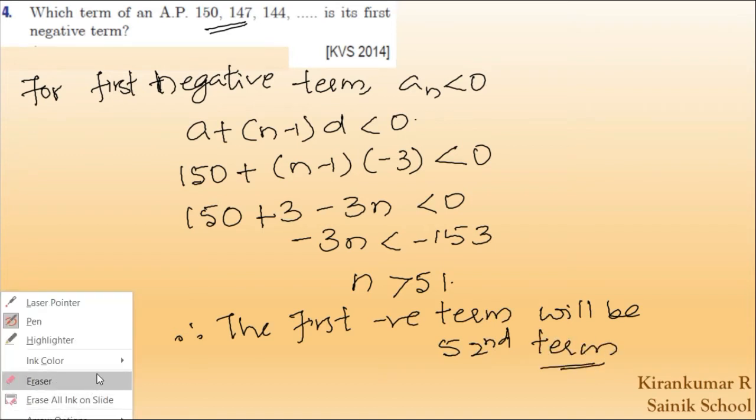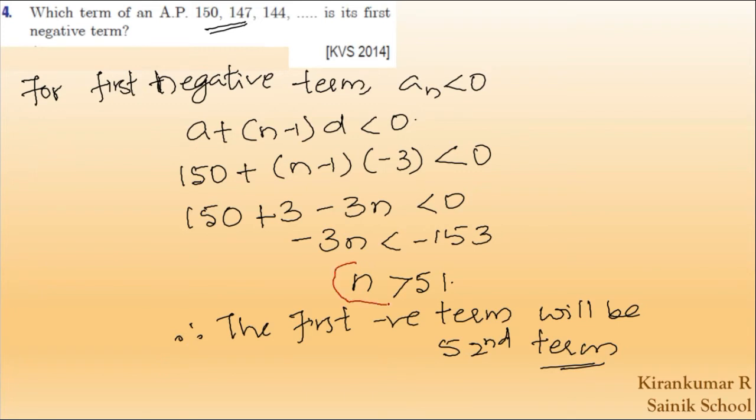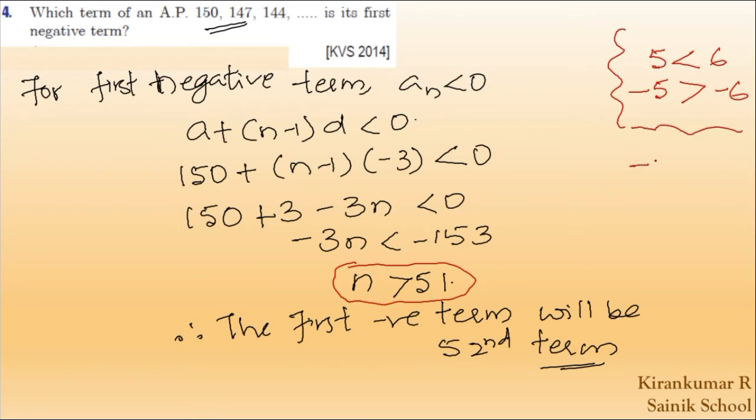Here you may get a doubt: why did I consider the n value to be greater than 51? The reason is, whenever we have something like 5 less than 6, if I multiply by -1, which one will become larger? -1 will become larger. In other words, -7 is greater than -8, and if I multiply by -1, it becomes less. The symbol changed. Here, the less than symbol will become a greater than symbol. Hope I have made it clear.